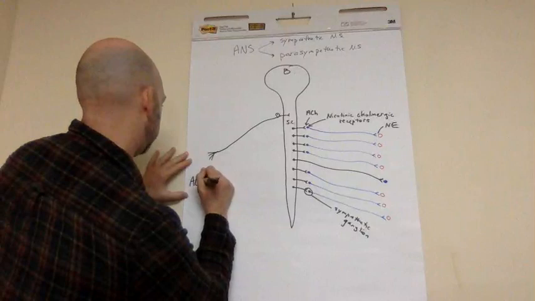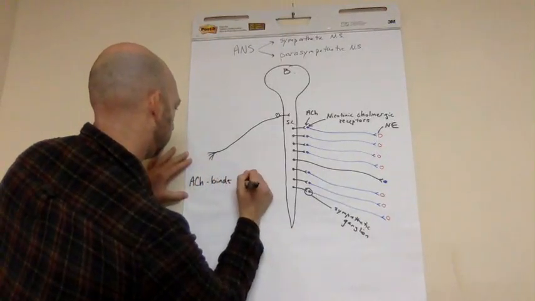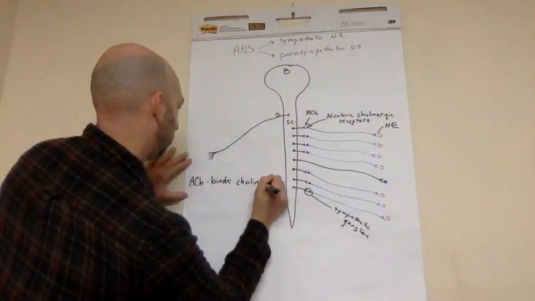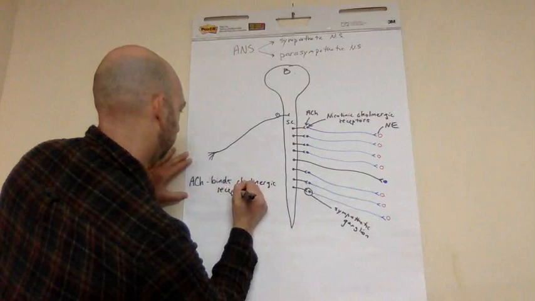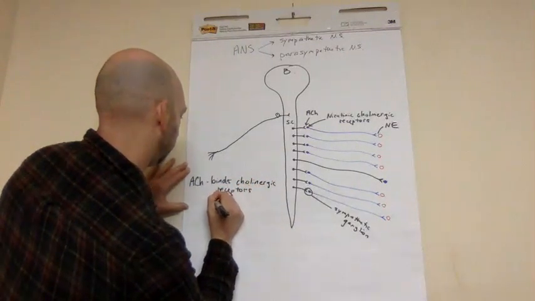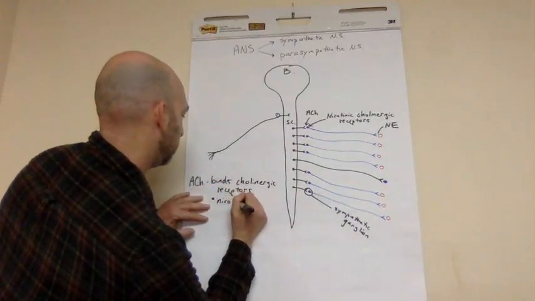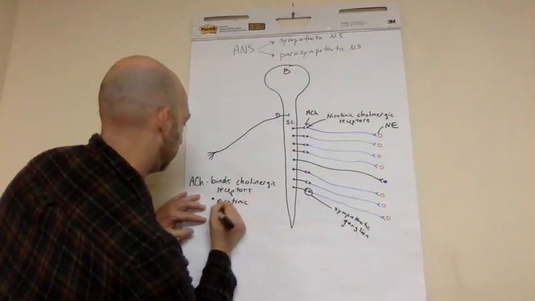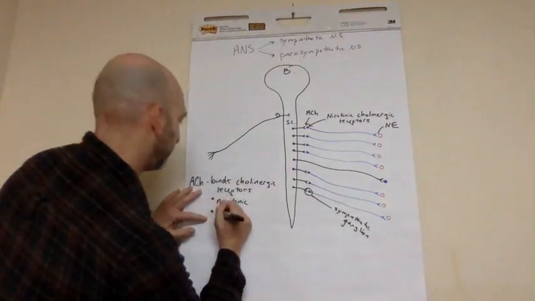So ACh binds cholinergic receptors, and they can be either nicotinic, or the one I didn't talk about yet is muscarinic.